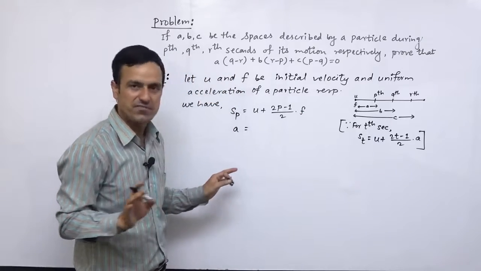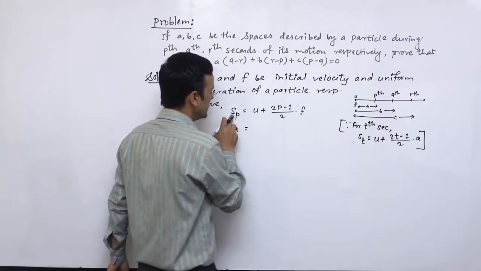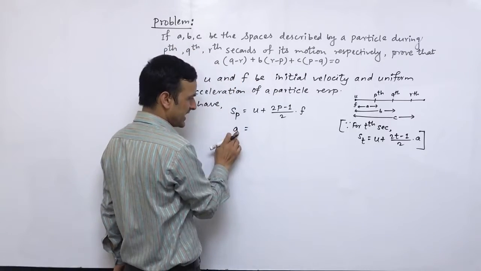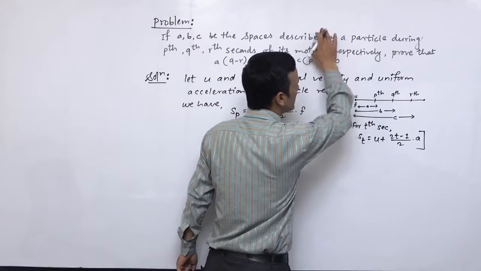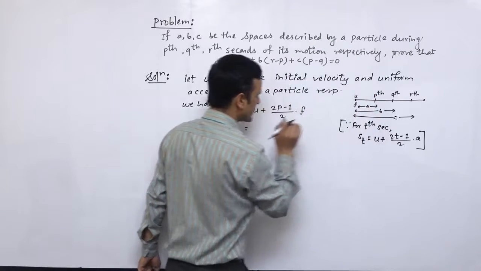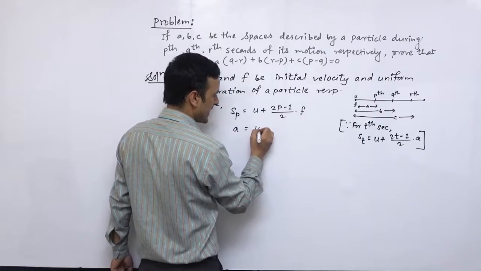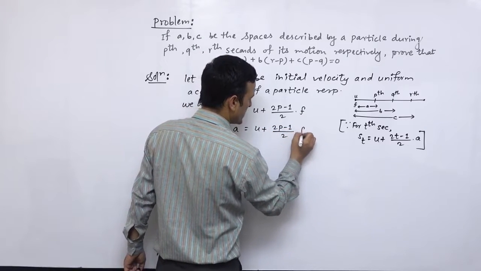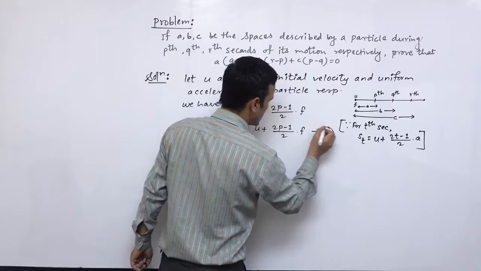So these are different symbols. That's why this is the space. A is the space. First space is A. In the pth second, the particle describes the distance A. So Sp is equal to A, and A is equal to U plus (2p minus 1) divided by 2 into F. So this is equation 1.